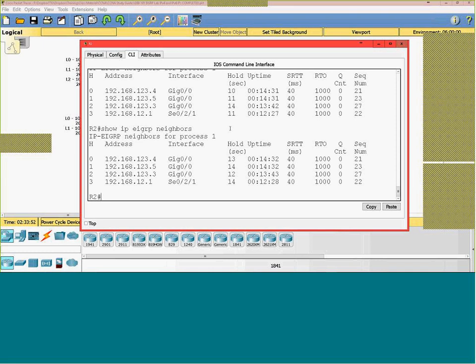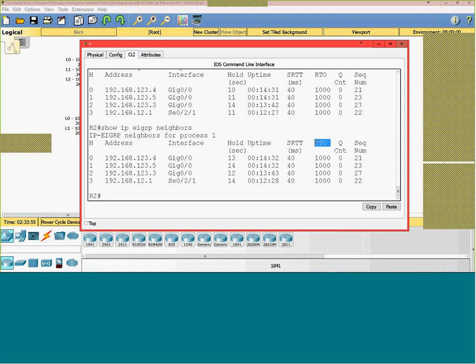All right? Uptime is how long the neighbor's been active. And then smooth round trip time, retransmission timeout, queue count. Those are reliability mechanisms and retransmission mechanisms that are used in EIGRP. We learn more about those variables in the CCNP routing and switching course.